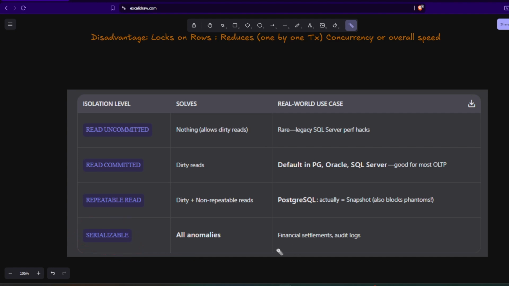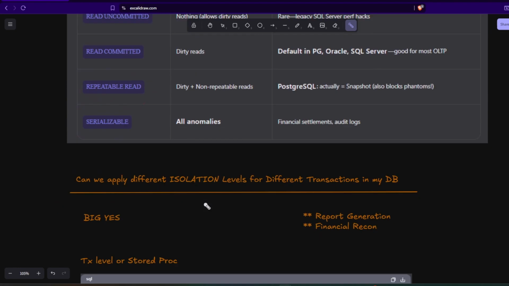Any kind of financial state settlements, like I was reading about Razorpay, how they handle this kind of transaction, they are using serializable in a very strict manner. Even if there is a few seconds delay, they can handle it, but any kind of financial anomaly they cannot afford. So now after seeing all these things, you might be thinking that in my use case, sometimes I need to apply read committed, sometimes serializable, sometimes repeatable read as well.